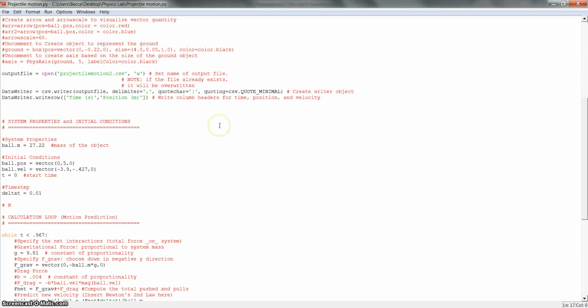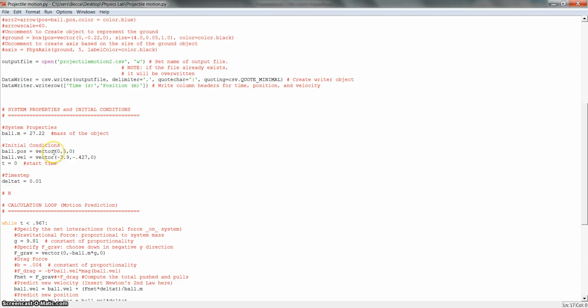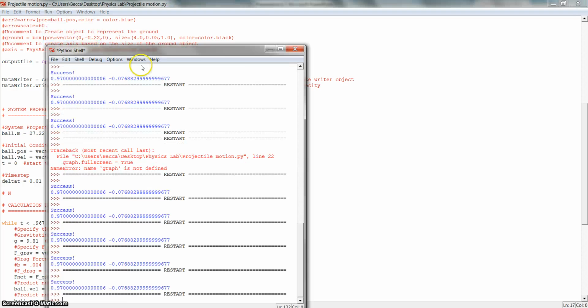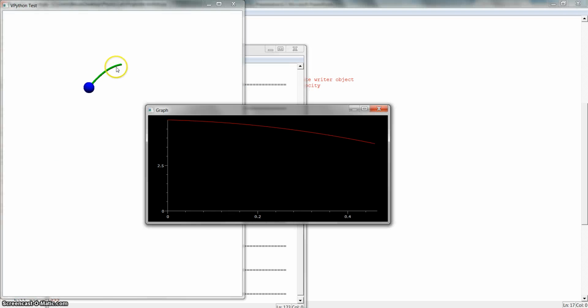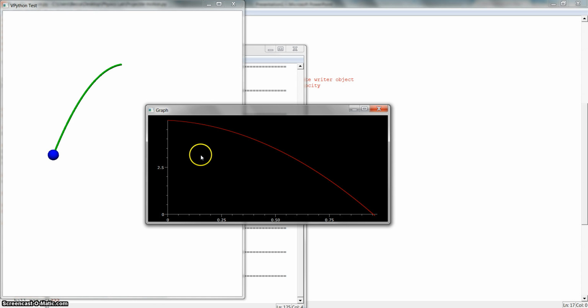So here is my code, and I plugged in all of those initial conditions: the position was 0, 5, 0, and the vector for the velocity was negative 3.9, negative 0.4270, which are the ones that I found. And when I run my code, you can see here's the projectile motion. This looks the same as the boy did when he was jumping off. And here is a graph of the time versus the y position.